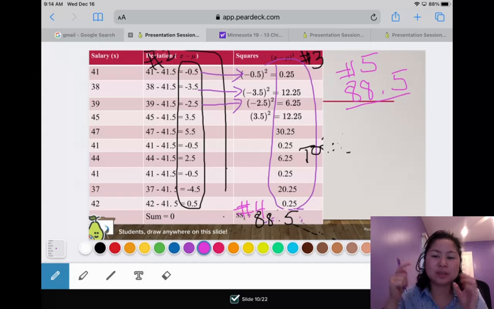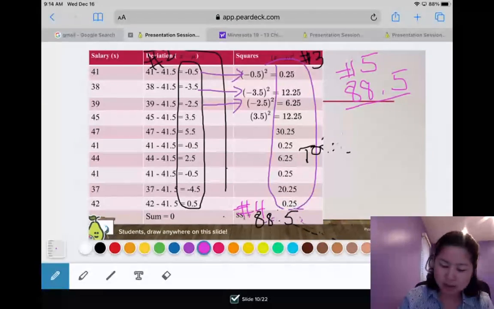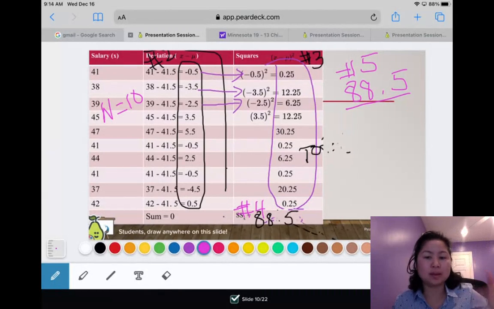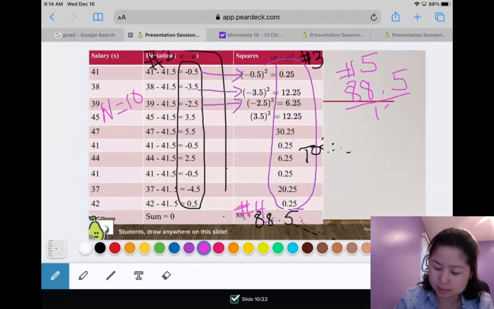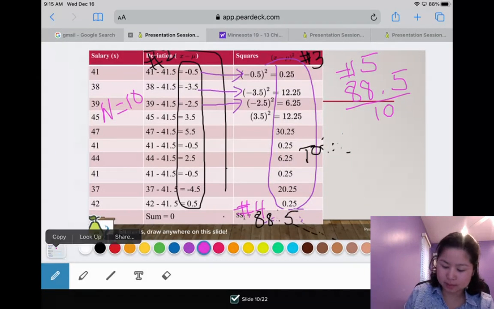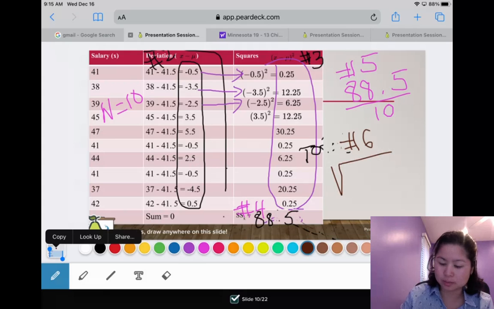So you will take the total, divide by n. In this case, n is 10. How do we know 10? Because there's 10 people. So I will divide by 10. That's step number 5. And the last step to find standard deviation, step number 6, is that I'm just going to take the square root of that.